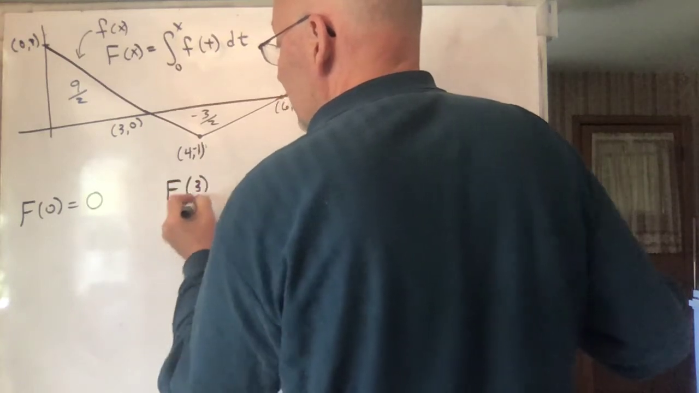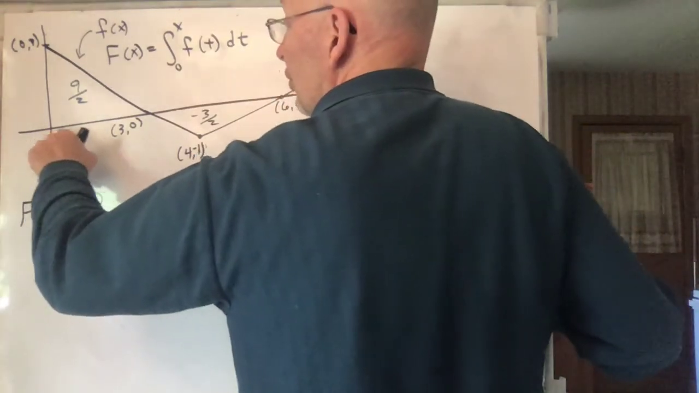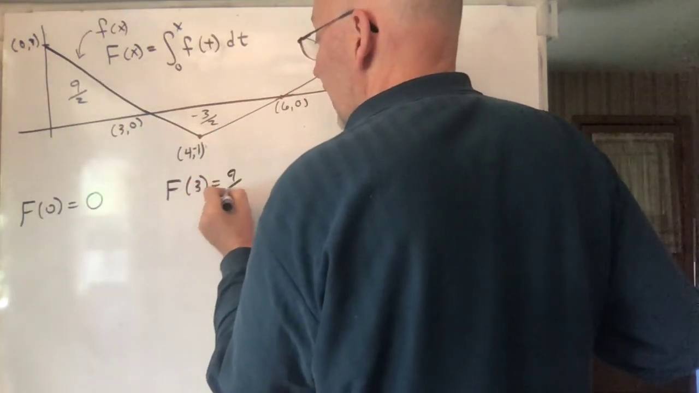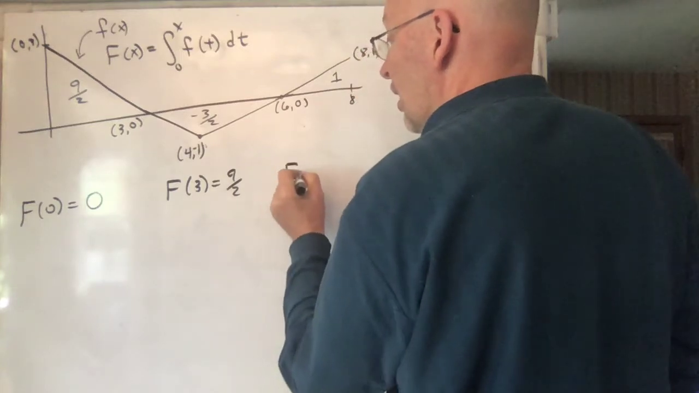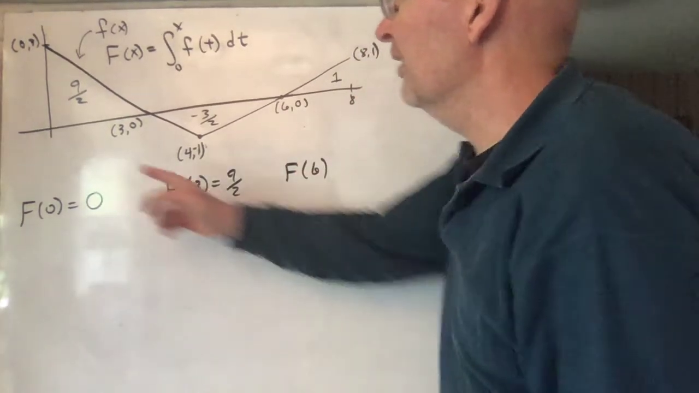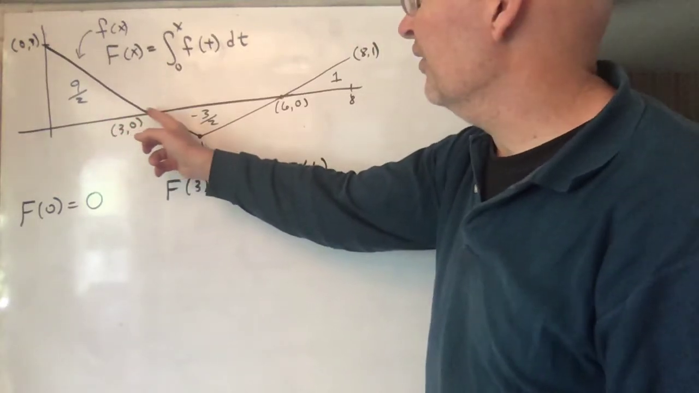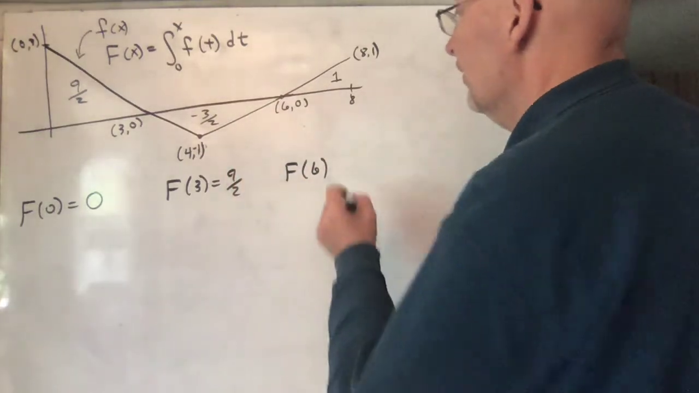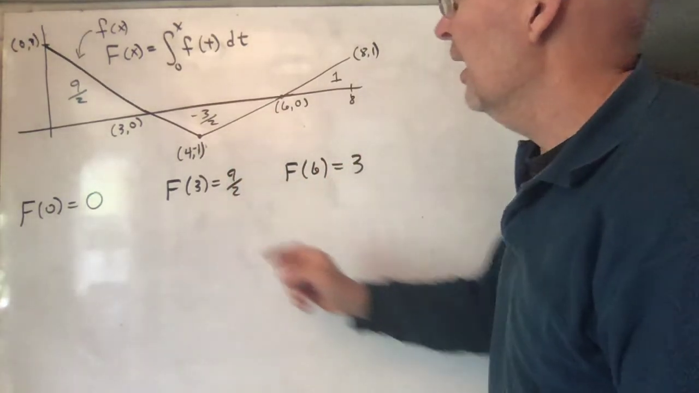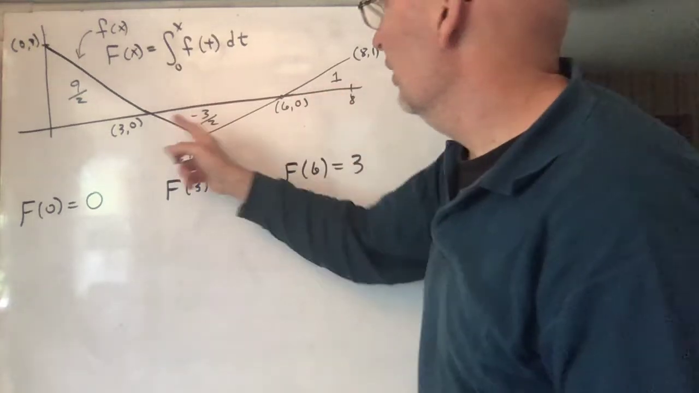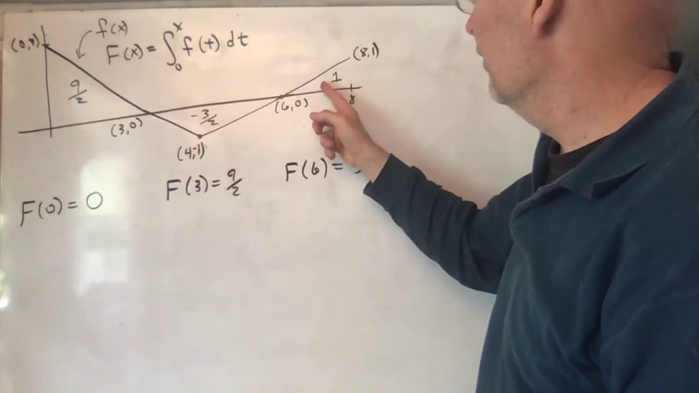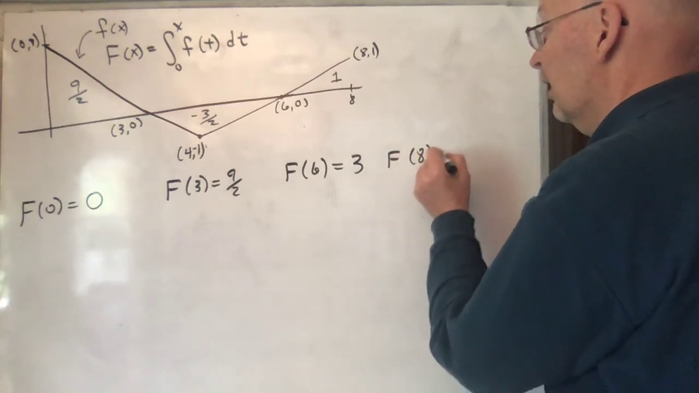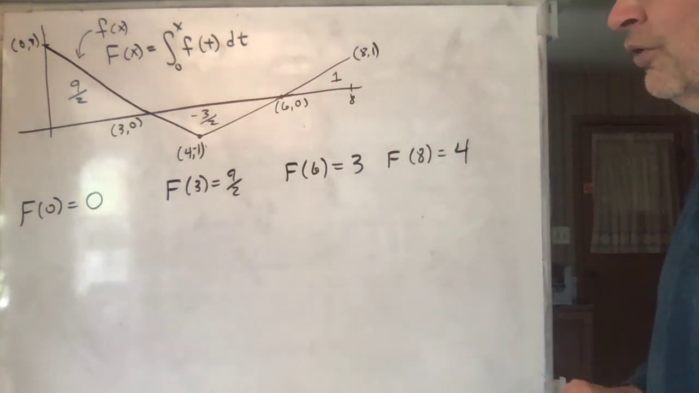F of 3 is equal to what? You've got this contribution right here, so that's going to be 9 halves. F of 6, by the time you've gotten here, you've got this contribution plus this contribution, which is going to be 9 halves minus 3 halves, which is 6 halves. 6 halves is the same as 3. And then finally, by the time you get to here, you've picked up another 1, so f of 8 is going to be 4. Okay, those are the values of the function.